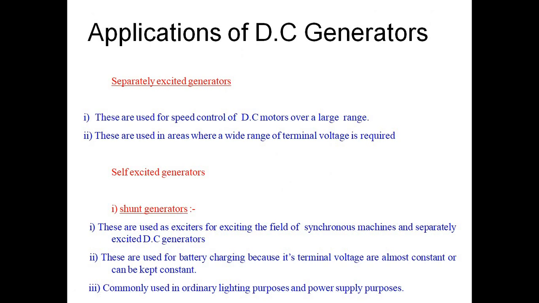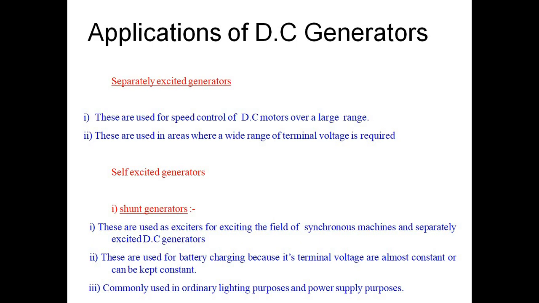Application of DC generators. Separately excited generator: these are used for speed control of DC motors over a large range, and in areas where a wide range of terminal voltage is required. Self-excited, first one, shunt generator: these are used as exciters for exciting the field of synchronous machines and separately excited DC generators. These are used for battery charging because the terminal voltage is almost constant or can be kept constant.